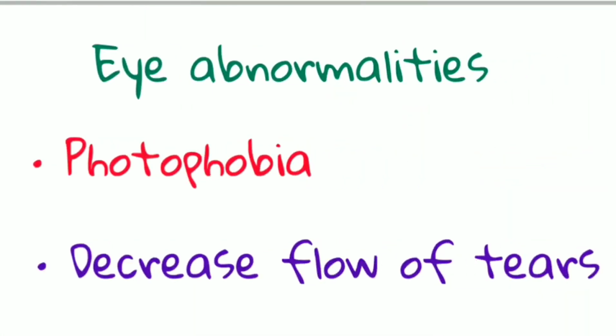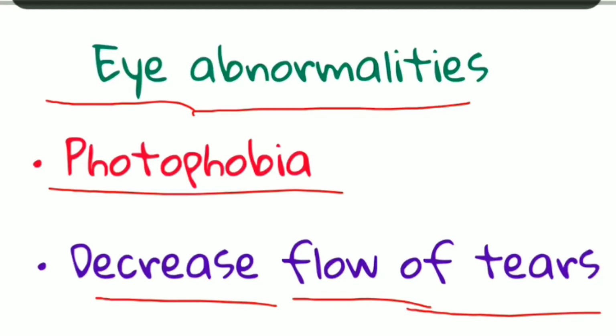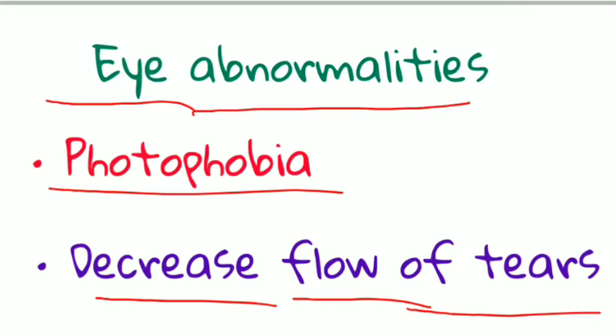Now let us see the eye abnormality which is associated with this ectodermal dysplasia. So there will be photophobia and also decreased flow of tears. Why? Because here the reduction in amount of water is seen, so it is going to affect tears as well. So there will be reduced flow of tears which will lead to photophobia.